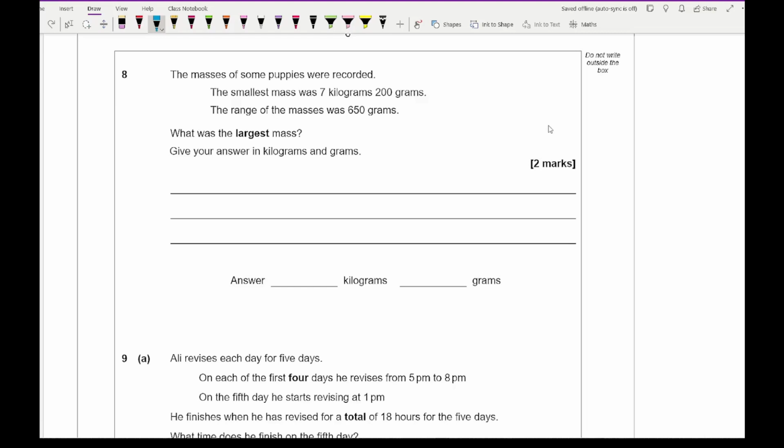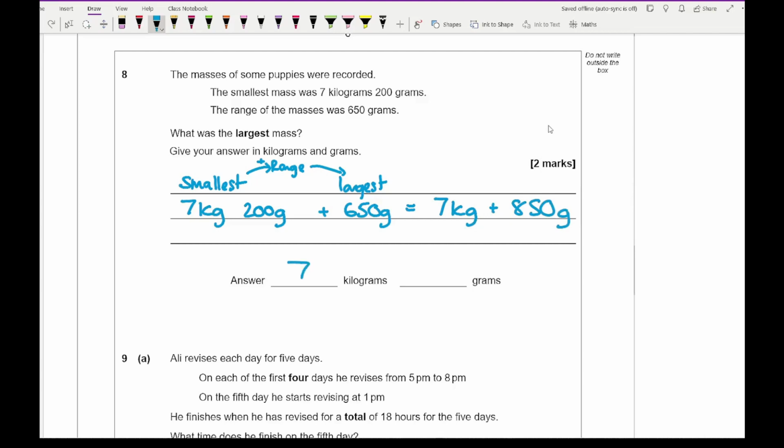So here, if we've got the smallest amount and we've got the largest amount, then the range is going to be the number that we need to add to the smallest to get the largest. So therefore, if I do 7 kilograms and 200 grams plus 650 grams, then I'm going to get 7 kilograms and 850 grams. So the answer then is 7 and 850.